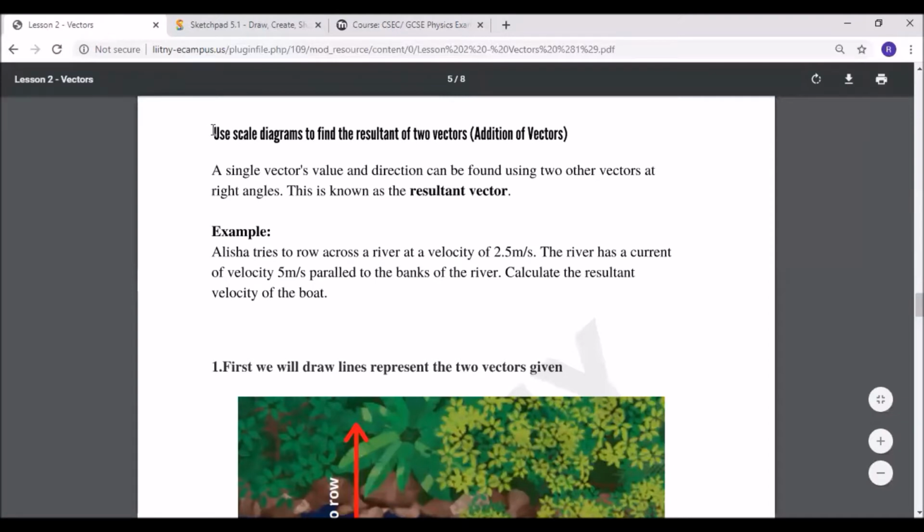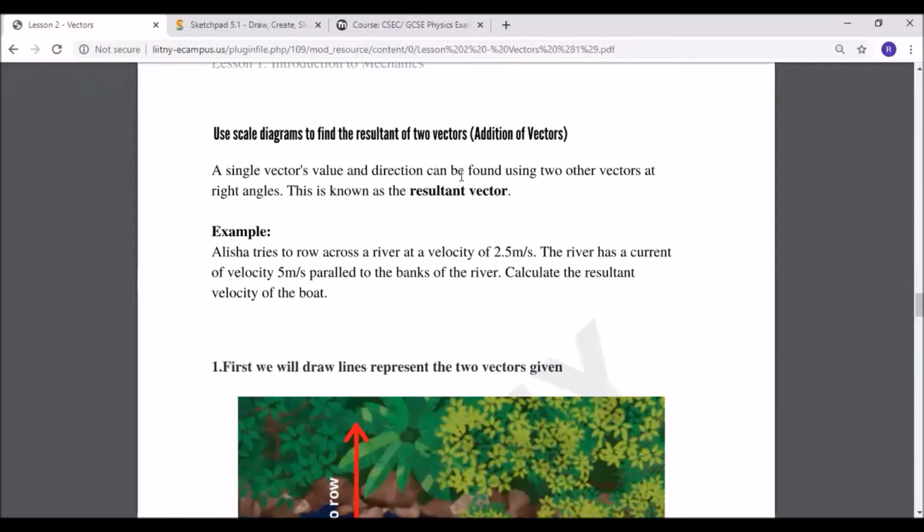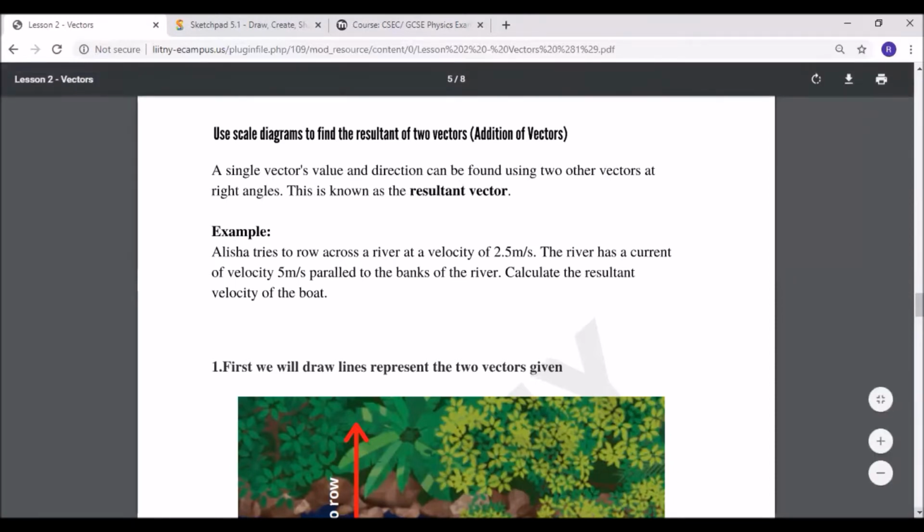The next objective is to use scale diagrams to find the resultant of two vectors. In other words, the addition of vectors. A single vector's value and direction can be found using two other vectors at right angles. This is known as a resultant vector. So we'll use an example right here. Alicia tries to row across a river at a velocity of 2.5 meters per second. The river has a current of velocity 5 meters per second parallel to the banks of the river. Calculate the resultant velocity of the boat.